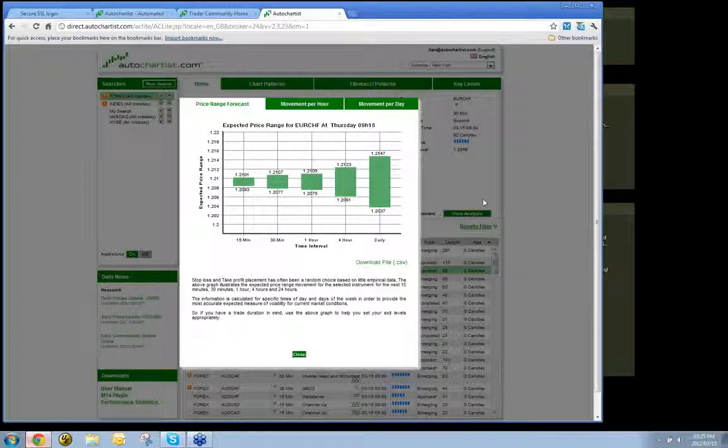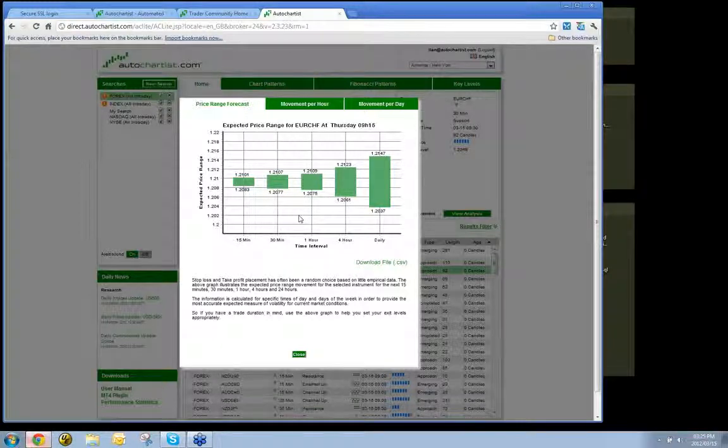Power Stats doesn't tell you directionality in the market. What it does is give you an expected price range for the next 15 minutes, 30 minutes, 1 hour, 4 hours, and 24 hours. So what is this telling us? This is telling us that for Euro Swiss franc on Thursday at 9:15, these are the types of price movements that should be expected.